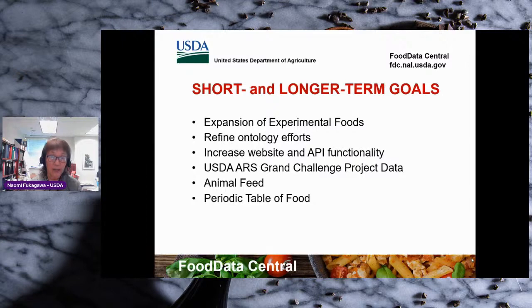In addition, we plan to expand it to include information about animal feed, since much of the USDA food composition data system had focused on food for humans, but we also realize that a significant number of agricultural products are developed for animal feed and wellness.